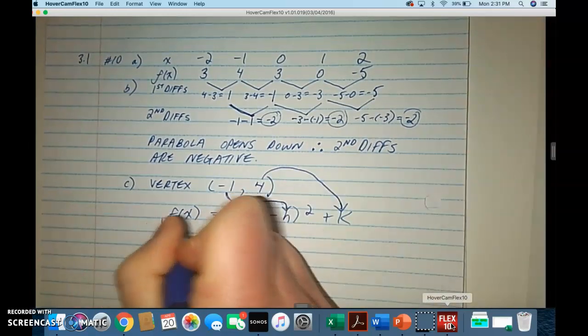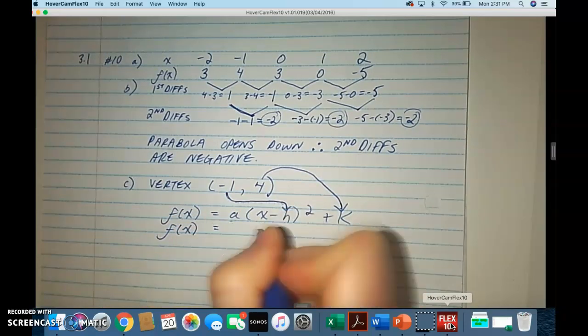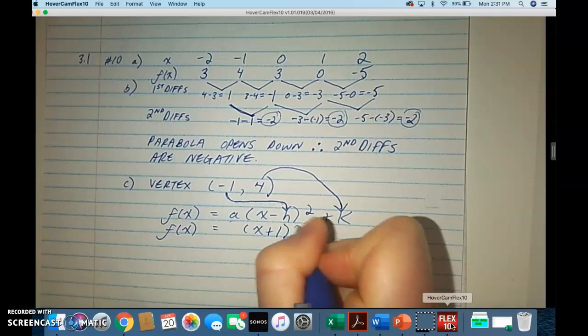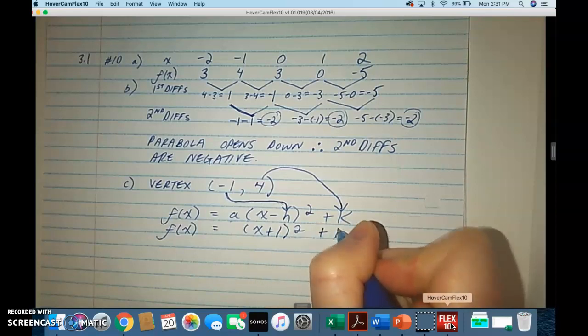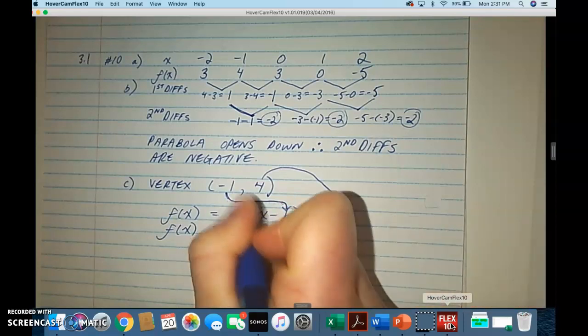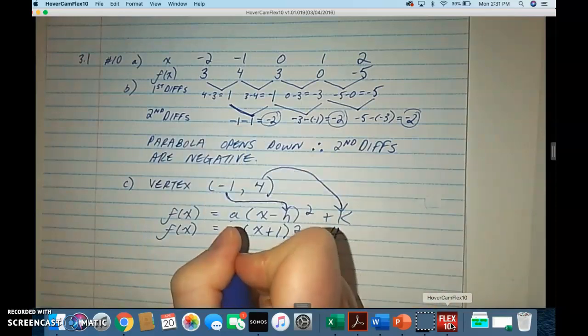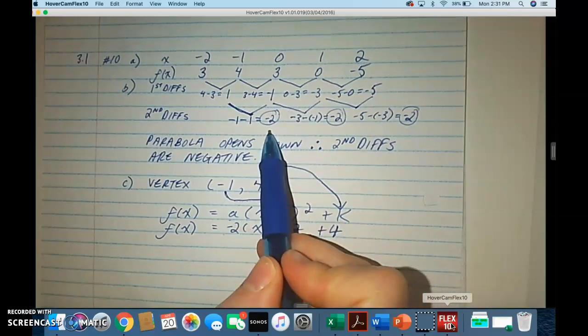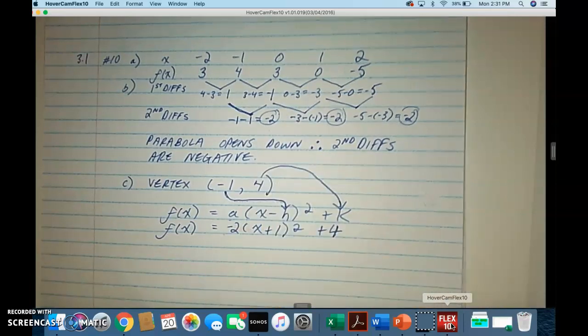So my actual equation here is going to be x minus -1, so x plus 1, plus 4 on the end. And then for a, I'm going to put in -2. I calculated that in the second differences. You could have also found this -2 using some algebra by subbing in numbers for x and y and then calculating a, but because we already did the work up here, may as well use that instead.